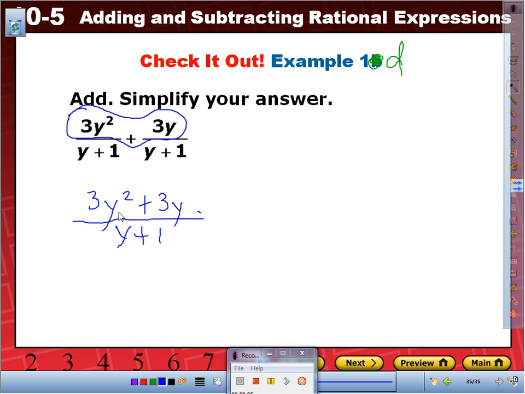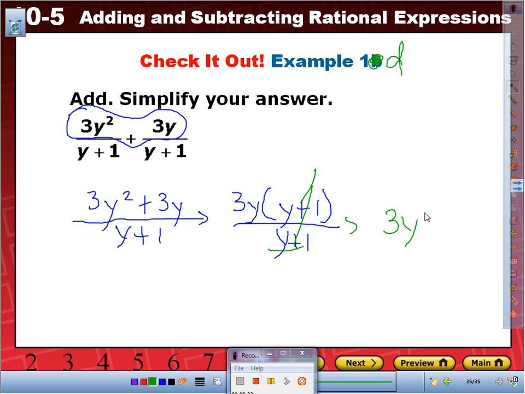So what is the GCF for the numerator? 3y. We're left with y plus 1. What's in the denominator? Y plus 1. Do you see the giant 1? Yes. So we're left with 3y. Hands up if you got that by yourself.